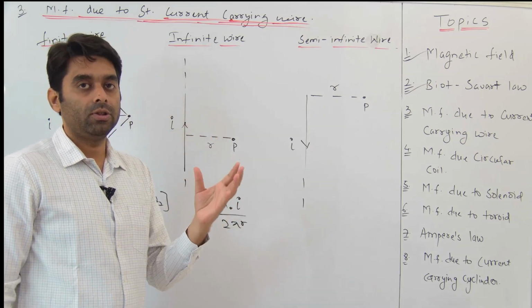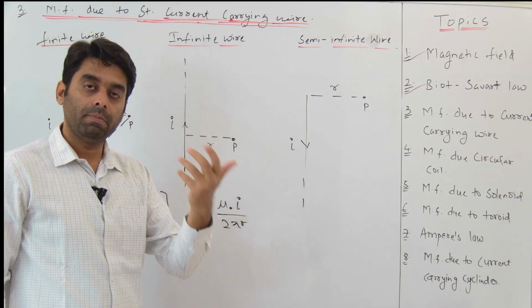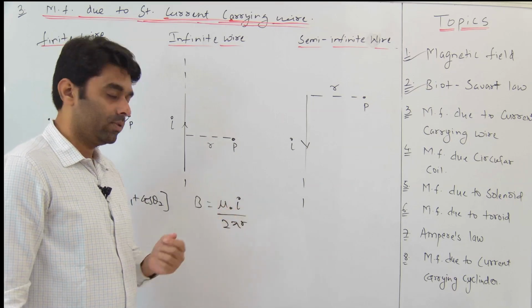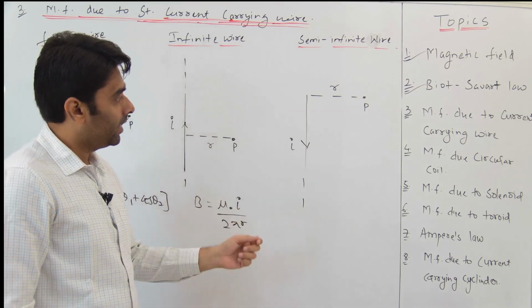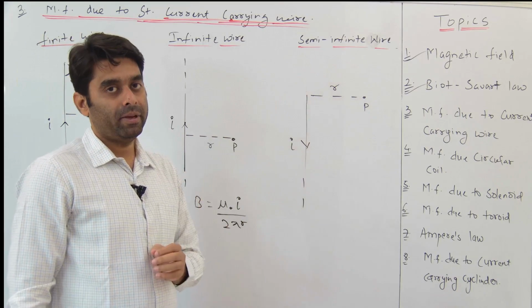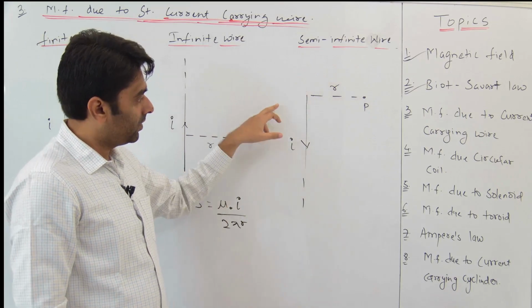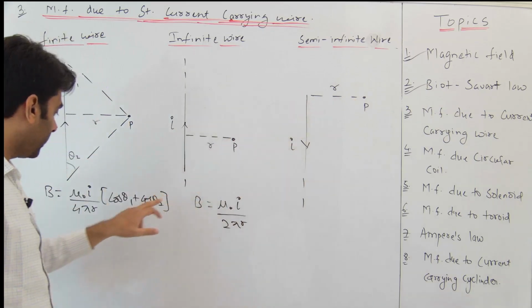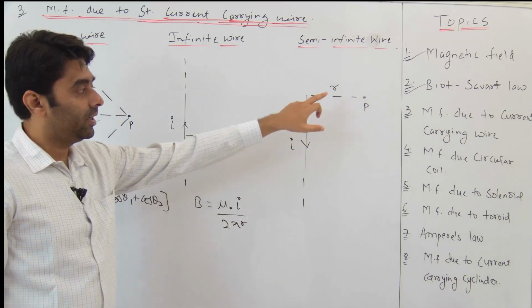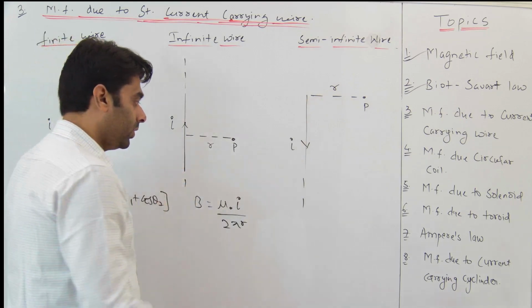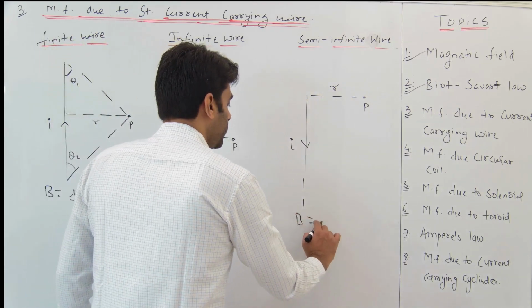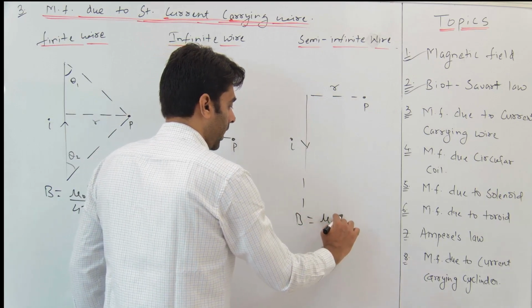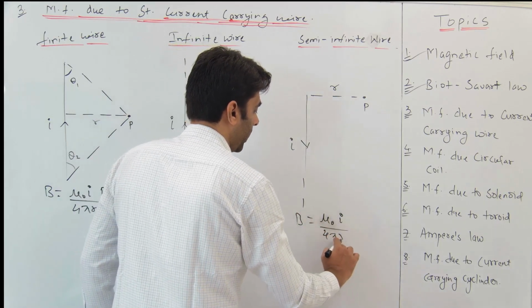In many questions, it is not said specifically infinite wire. It's simply said long wire. So we have to consider our infinite wire, the result for which is mu naught I by 2 pi r. Next, if we take a look at semi-infinite wire. In this case, as you can notice, theta1 value will be 90 whereas theta2 value will be 0, and due to that the result that we get is B is equal to mu naught I by 4 pi r, right?